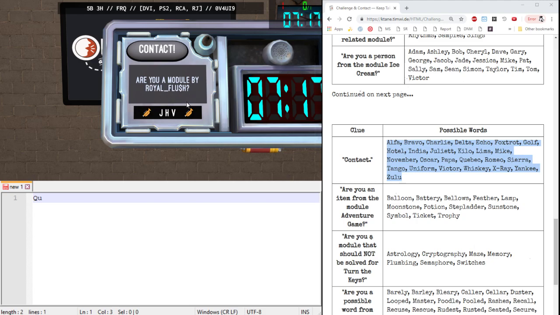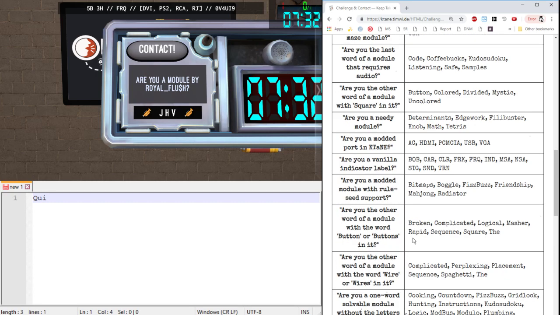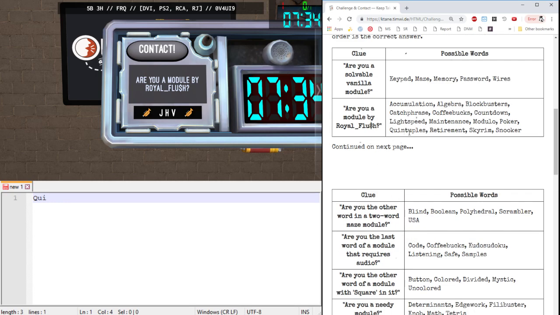Last one, are you a module by Rot 13? New letter is V. We still keep the QU. V is 22. Rot 13, so minus 13 is 9, which is I. I'm pretty sure that's quintuples. But let's double check. Q, quintuples, yep. So let's do contact. Let's do quintuples.